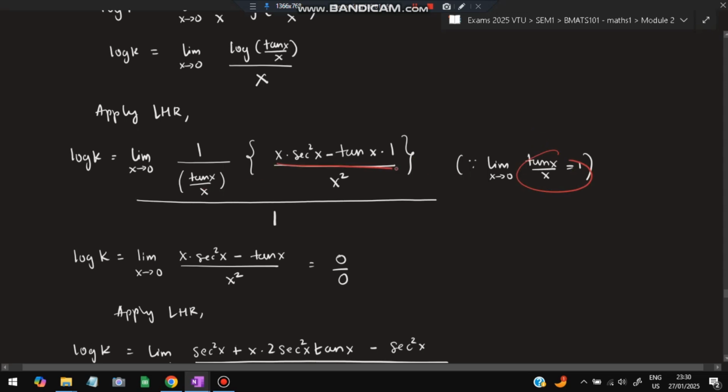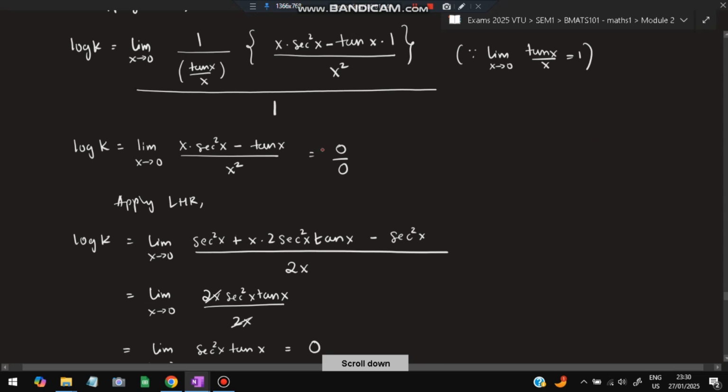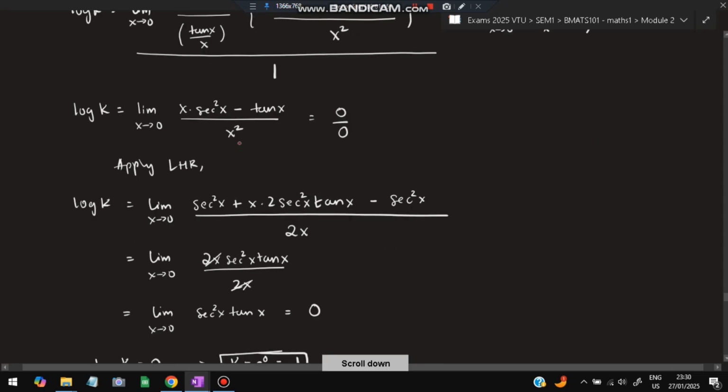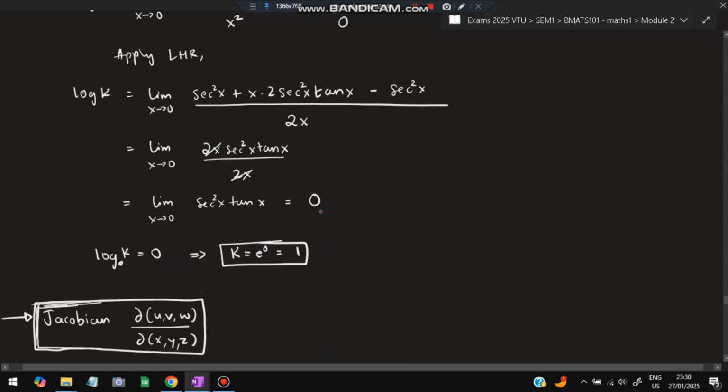So we substitute this value as 1. After that we'll substitute the values here as 0, and you'll be getting 0 by 0. So again we have to apply L'Hospital rule. Again differentiate the numerator and denominator with respect to x. x square will become 2x, and this value will become this one. On further simplification we'll be getting sec square x tan x. When you substitute the value of x as 0, we'll get a final answer as 0. So here we are getting a normal answer, not 0 by 0 or infinity or something. When we get a normal answer, the problem has reached the end.